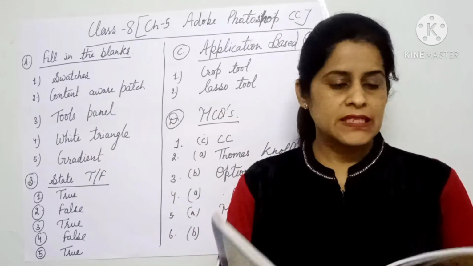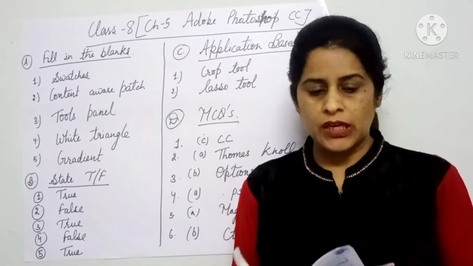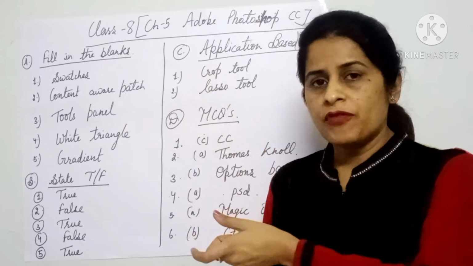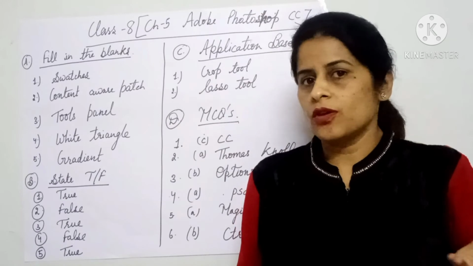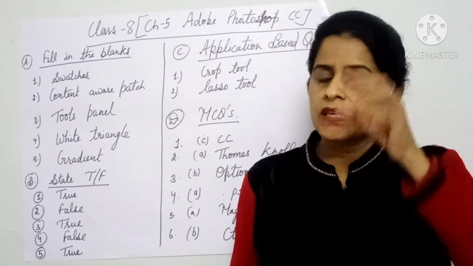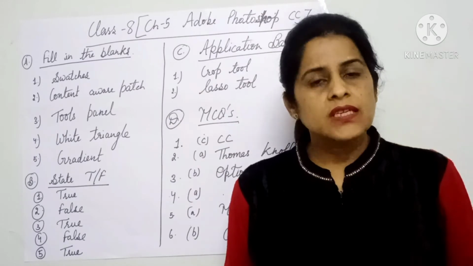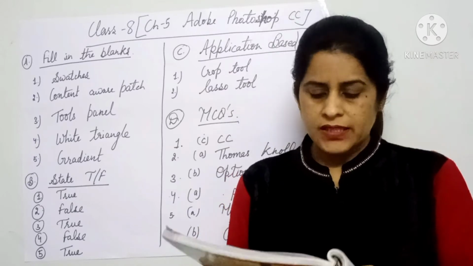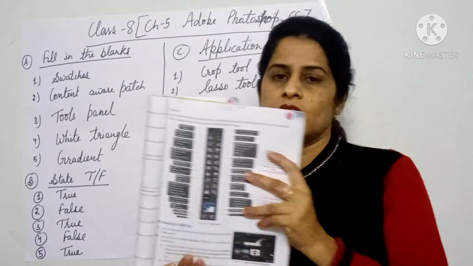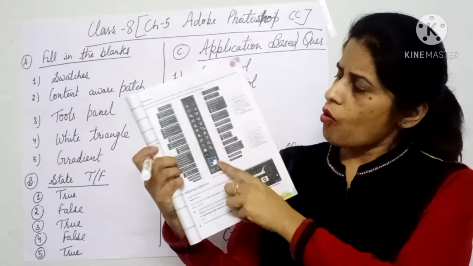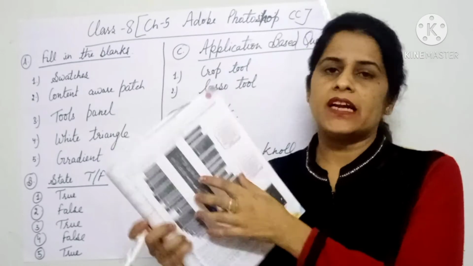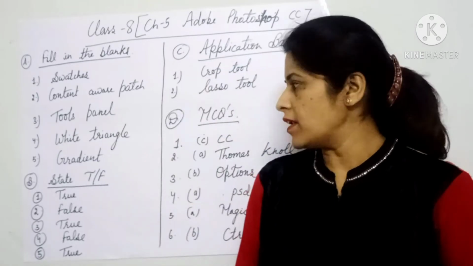We did the tool panel in the starting of your book. I am showing it to you. You must have seen on the left hand side all the tools which you can use in your Photoshop. It is showing all the complete tools and you can use those tools in your software. Like this page, it is showing all the tools which you are using for editing your picture. That is known as the tools panel.